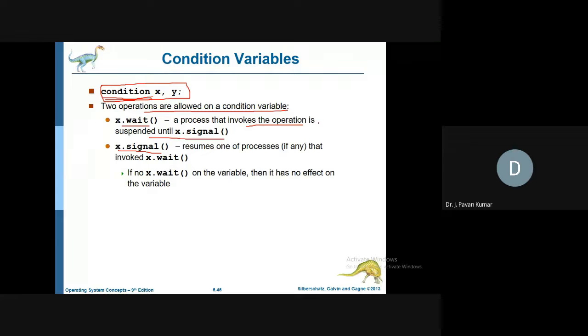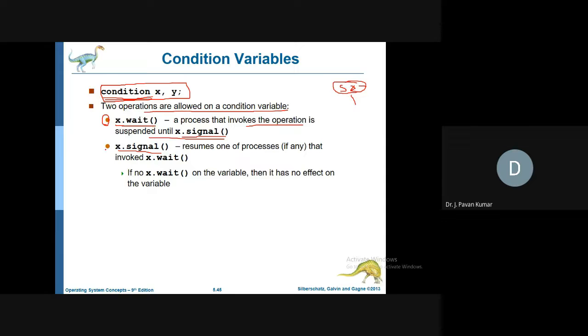When we use a semaphore, the wait operation will check what the semaphore value is. If it is greater than 0, it will enter into the critical section. If it is less than or equal to 0, then only it will wait. But in the monitor, whenever we say x dot wait, it will wait until it gets the signal call. It will be suspended until it gets x dot signal. This is the difference between the wait operation in a semaphore and the wait operation in a monitor.